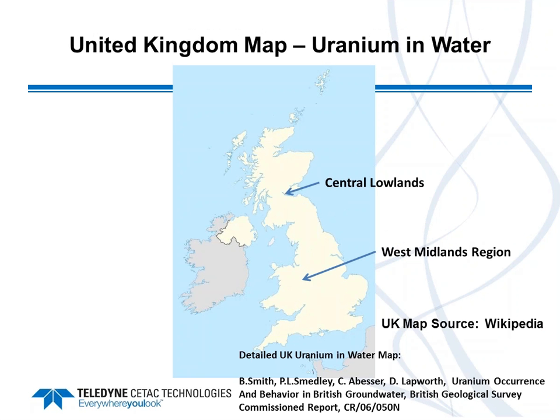With that, we also looked at areas in the UK where there can be higher levels of uranium in the groundwater. There is, again, with the reference at the bottom from the British Geological Survey, a very detailed UK uranium and water map. We'll just point out a couple of areas in the UK where uranium levels are higher, that being in the West Midlands region, closer to the Wales border, and the central lowlands, also called the Midland Valley in Scotland.